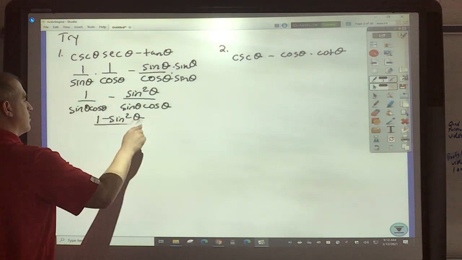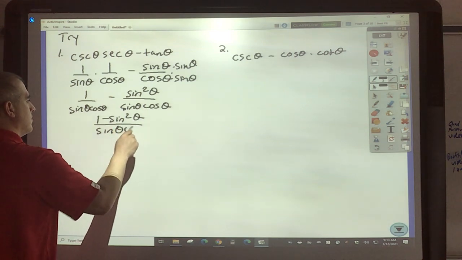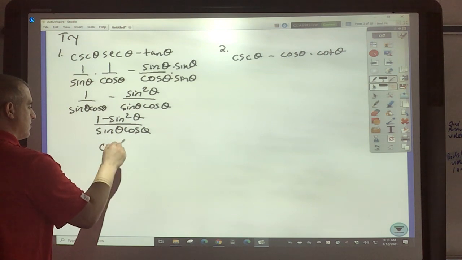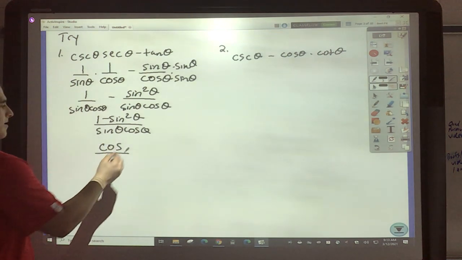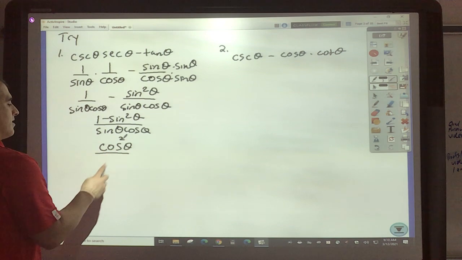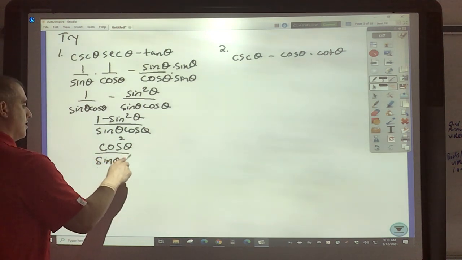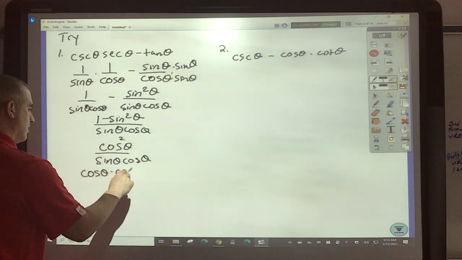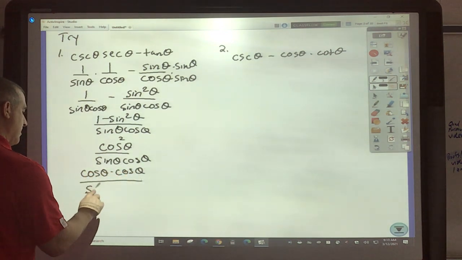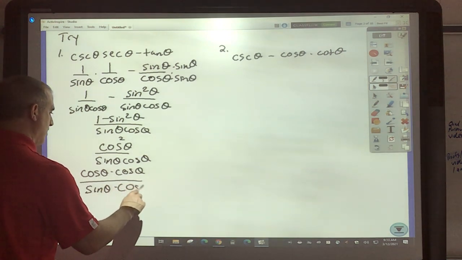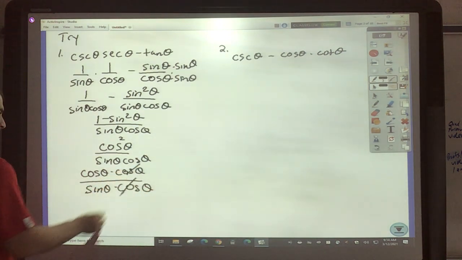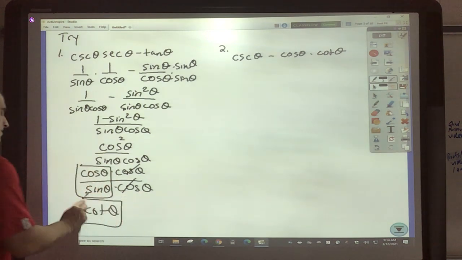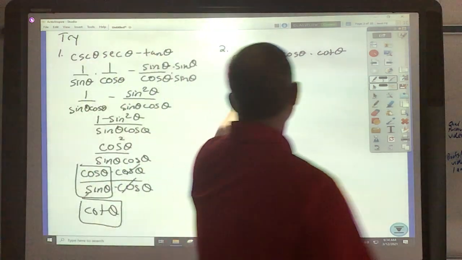I'm allowed to push those together. Now, that is going to equal cosine of theta, cosine squared, and this still is sine of theta, cosine of theta. Now, let's go ahead and try to split that up. See how that goes. Let's see if I can get anything to eliminate. Well, these two are the same, boom. So I'm left with this. What does this equal? Cotangent of theta. That would be my answer. Let's do this problem.